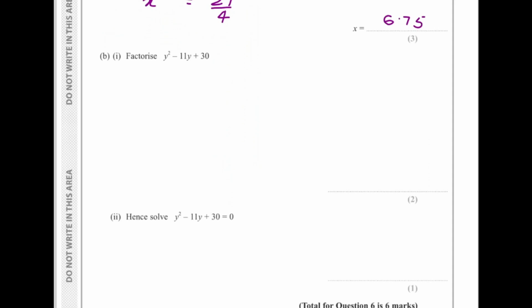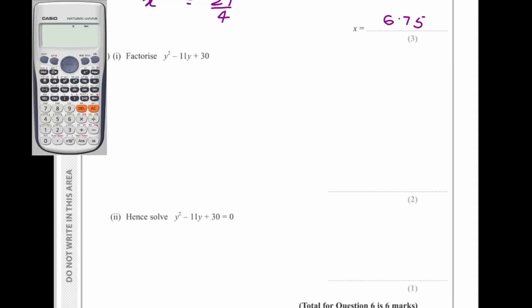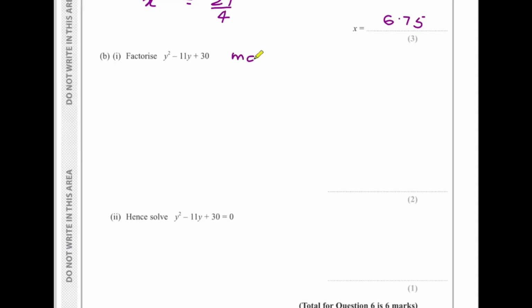Part B, factorization. You can do it manually, or you can do it using the calculator. Either way is fine. So I'm going to use the calculator first. Let's plug in the values. Mode 5, 3. Mode, then you have to go to the equation format, which is 5. Then select the correct format, which is 3. Mode 5, 3. So let's use this one to get the factors.